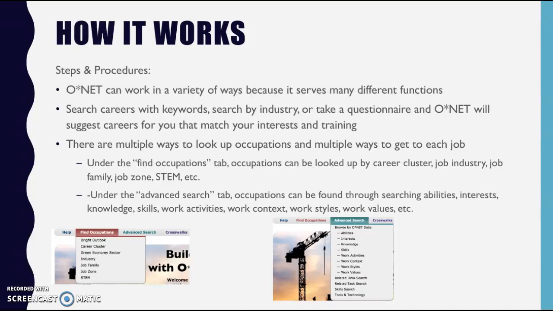So I have given examples here, 2 drop-down menus that are from the website. So you can find occupations based on industry, job family, job zone, career clusters, or you can do advanced searches. And you can just look at abilities, interests, knowledge. You can find jobs based on just those specific things, and it'll link you to the job that way. So a lot of different ways to get to the jobs.